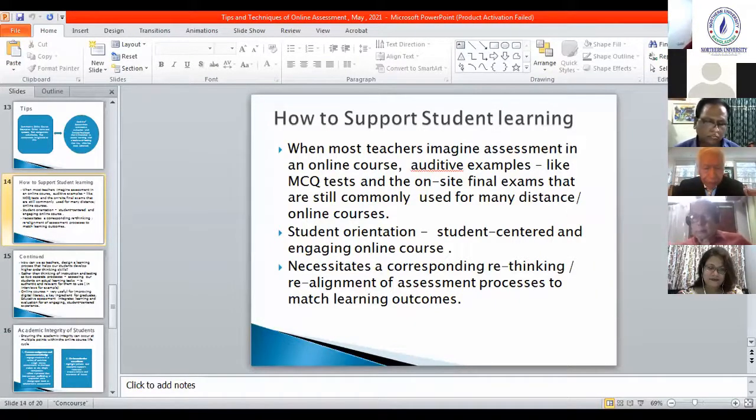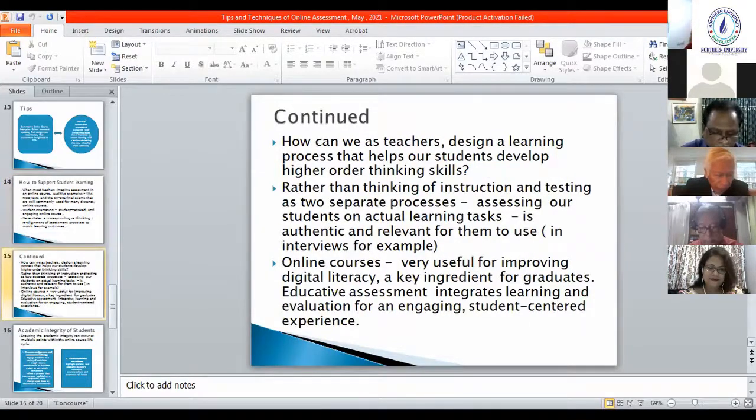This is one thing. Second is student orientation. So, when we talk about success in the assessment components of a course, if the assessment is successful, then we as teachers must facilitate a student-centered and an engaging online course, so that we can ensure the student orientation and we can support their learning. Then it also necessitates a corresponding rethinking, a realignment of our assessment process to match learning outcomes. I'll give you a template that we use after we talk about this.